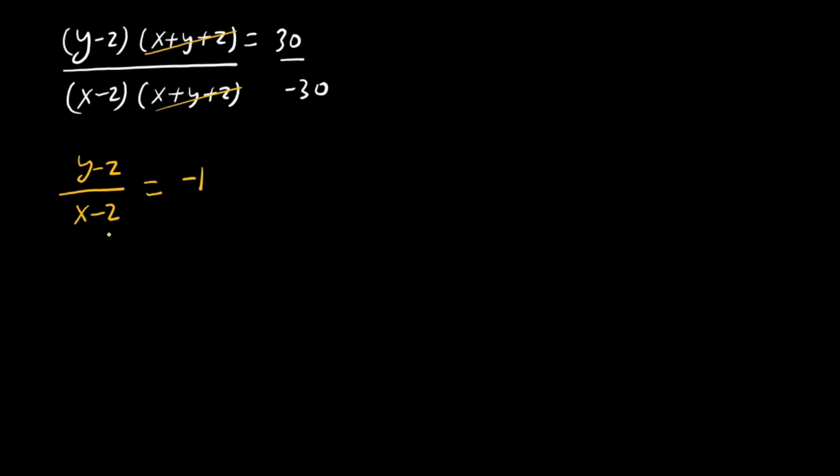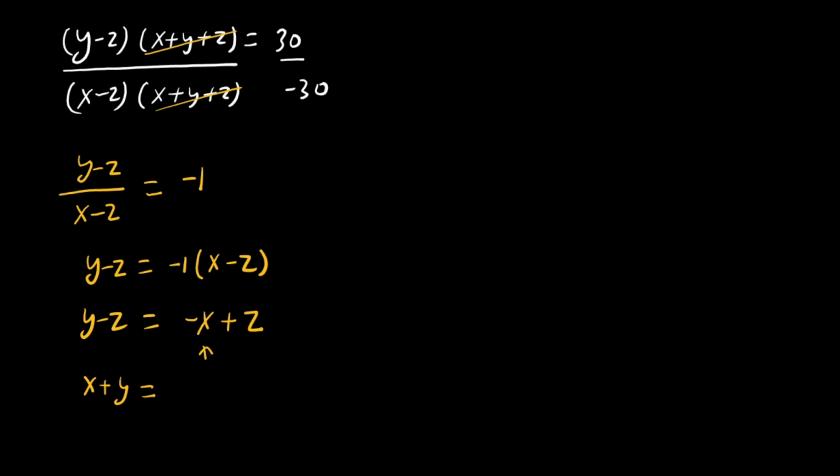Now if we multiply this x minus z to the right hand side, then y minus z is equal to minus 1 multiplied by x minus z. Then y minus z is equal to minus 1 multiplied by x, which gives minus x, and minus 1 multiplied by minus z gives plus z. Then if we take this minus x to the left hand side, we get x plus y, and this is equal to, taking this minus z to the right hand side, z plus z.